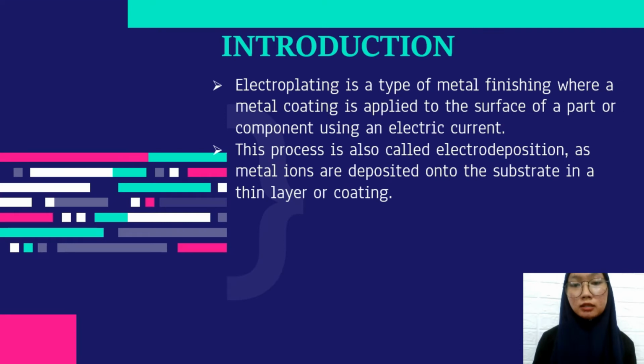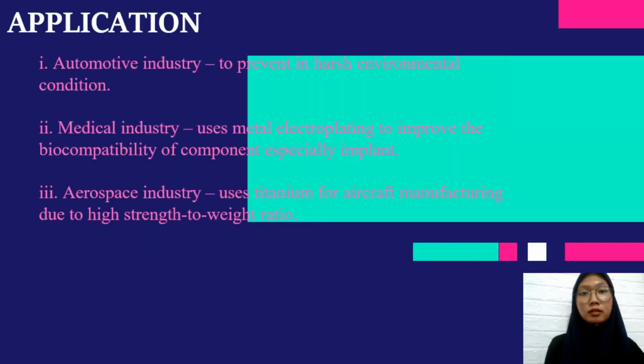For introduction, electroplating is a type of metal finishing where a metal coating is applied to the surface of a part or component using an electric current. This process is also called electrodeposition, as metal ions are deposited onto a substrate in a thin layer or coating.